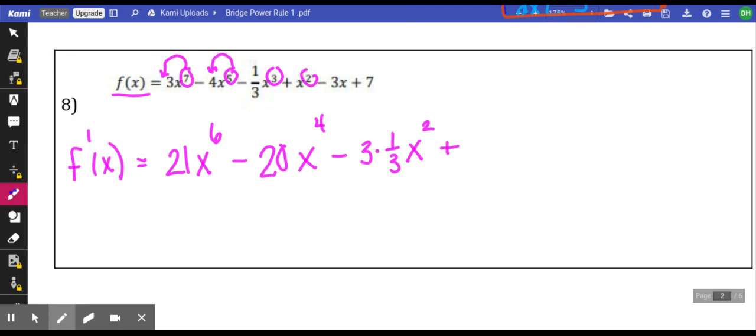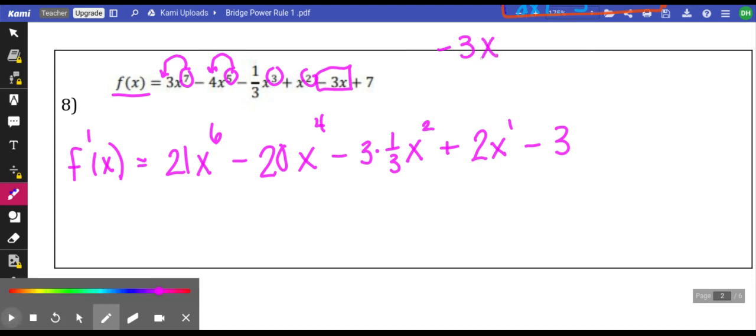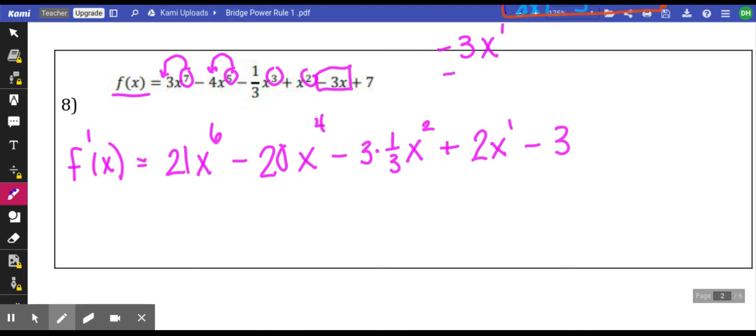Plus, bring the exponent down, 2x to the first, minus, remember this is linear, so you can just say the slope is 3. Or off to the side, you can say if I have minus 3x, so I have that negative 3x to the first. If I bring the exponent down, that becomes negative 3x to the 0, and anybody to the 0 becomes 1. So you'll see that it's still negative 3. And then I have a constant, so its derivative is 0, and I'm not going to worry about it.